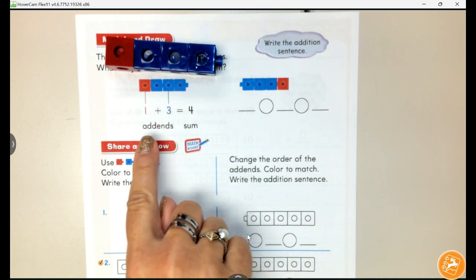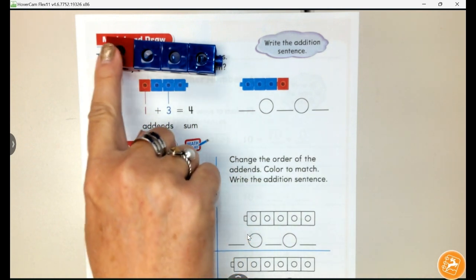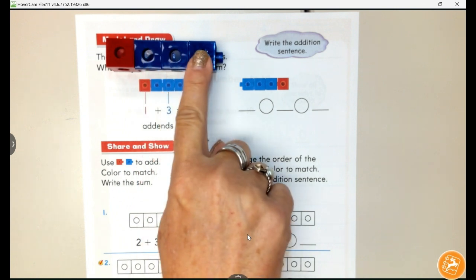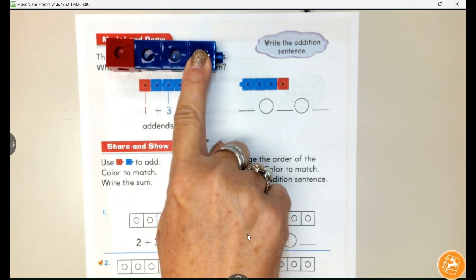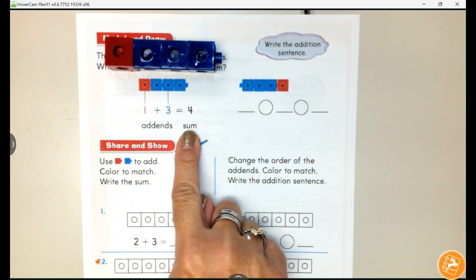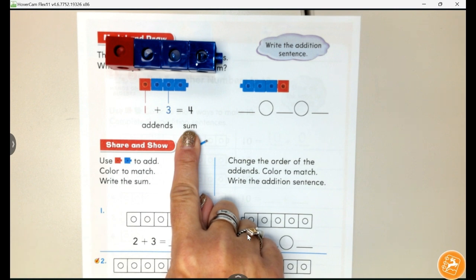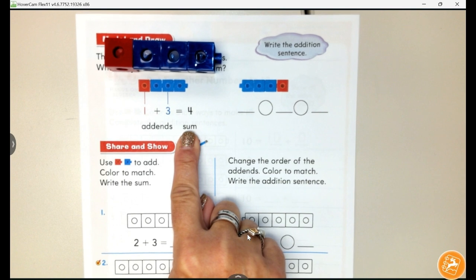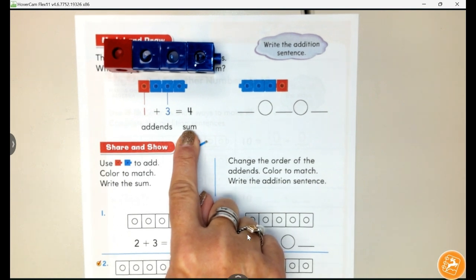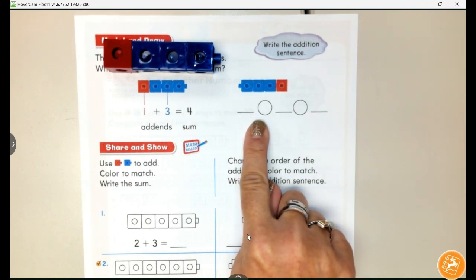Then I'm going to ask my students to think about the add-ins, the 1 red and the 3 blue. Those are the two add-ins for this problem, and the answer to an addition problem is called the sum. This is important academic vocabulary, and it's important for our students to use these words correctly and flexibly in their math lessons. Then I would ask them to take a look at this train.